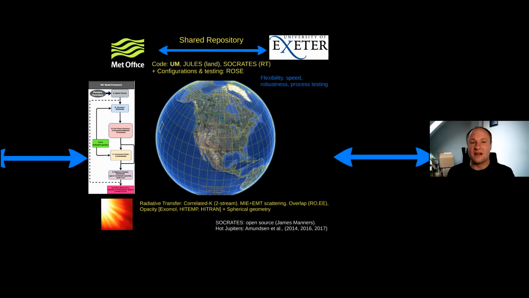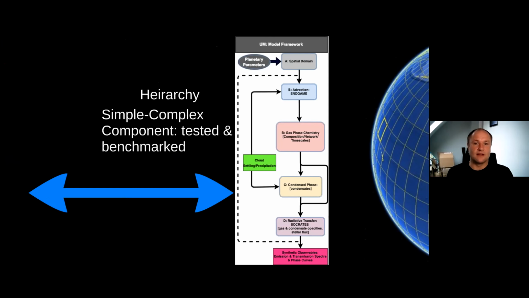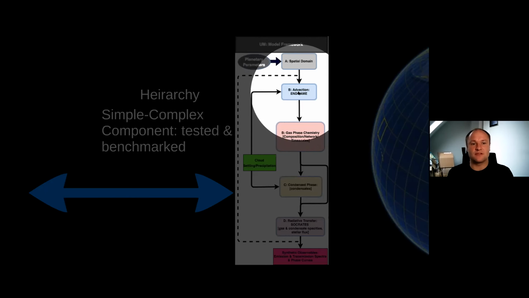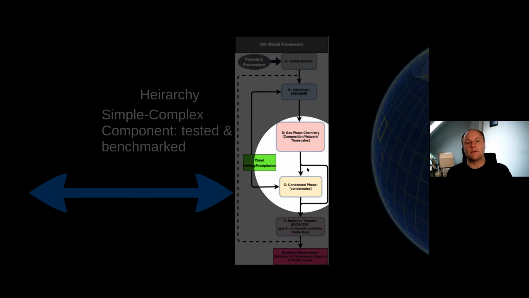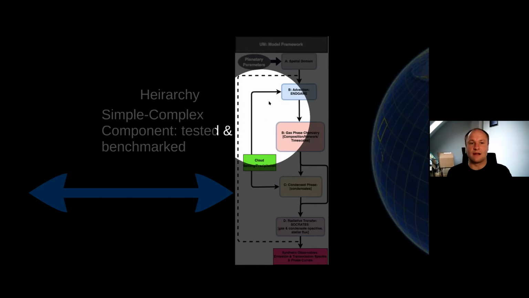The process, if we move on to what the code looks like in simple steps, it's a huge beast, but essentially it sets up a spatial domain. There are a couple of options for this. It deals with the advection, the flow in the atmosphere, calculates gas phase chemistry onto condensed phase, and then through to radiative transfer and loops around again.